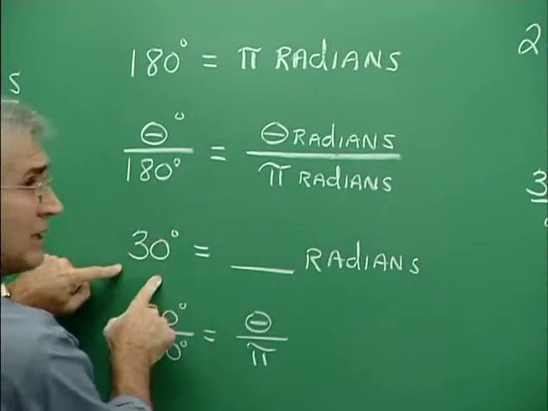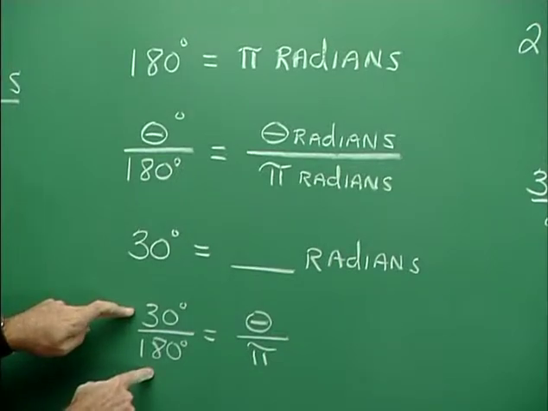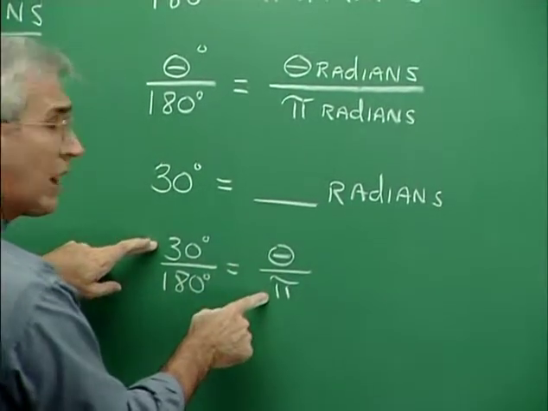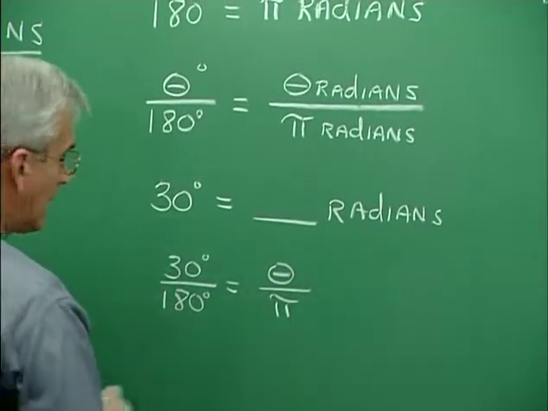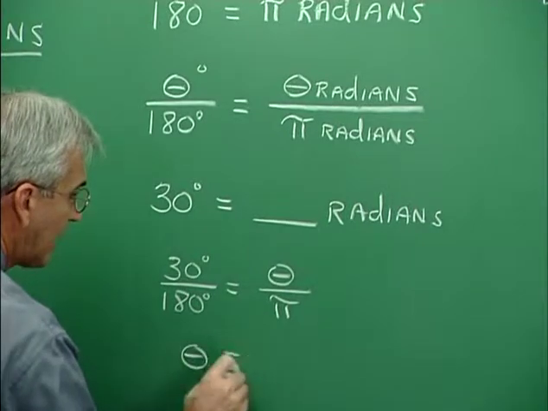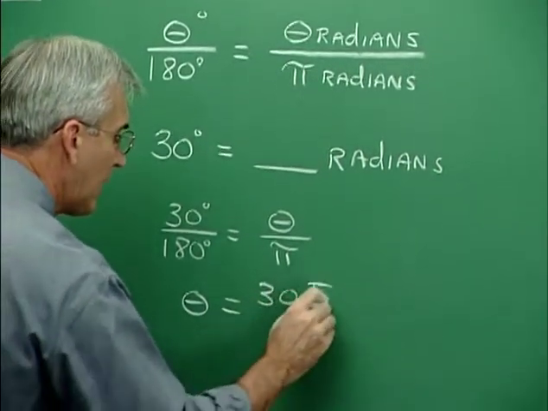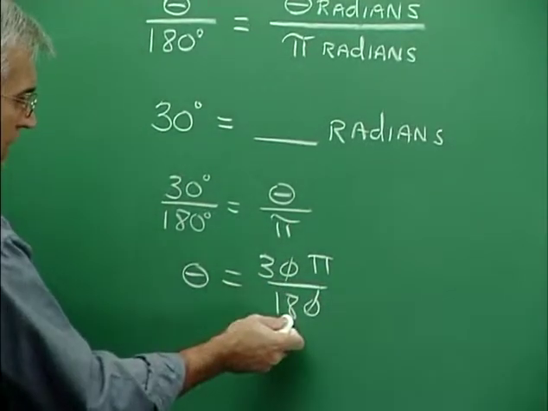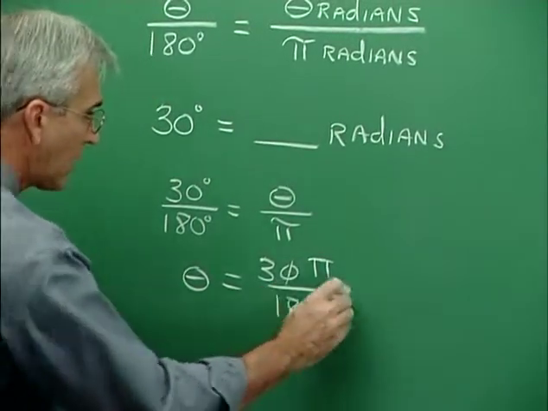That is 30 degrees. Let's see, is how many radians? Well, let's see. 30 degrees corresponds with 180 degrees in the same way as theta in radians corresponds with pi. And now we solve this for theta. Well, let's see. It's pretty easy, I think. Multiplying by pi on both sides, you see we get 30 pi over 180. And then these go out, and 3 over 18, oh, that's 6, and so it's pi over 6.